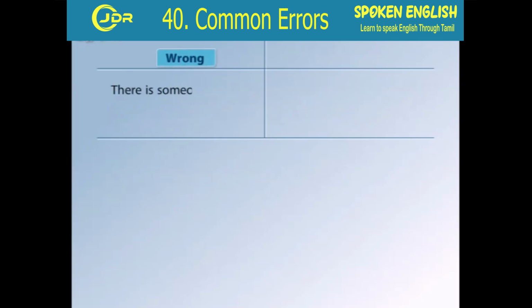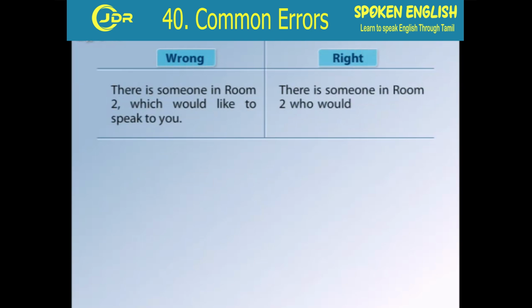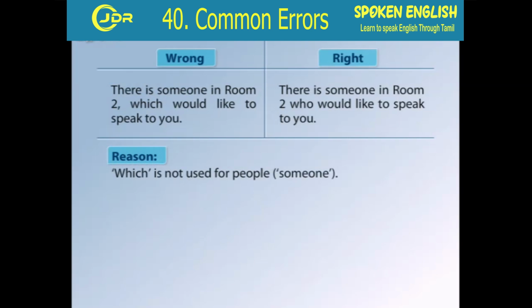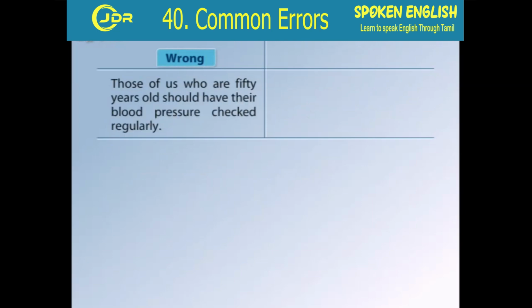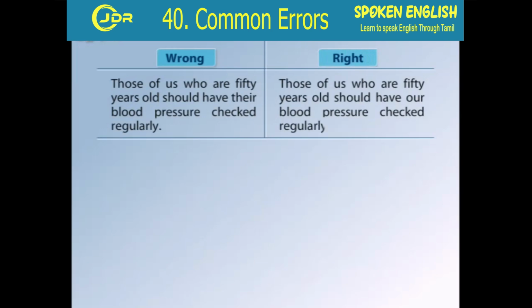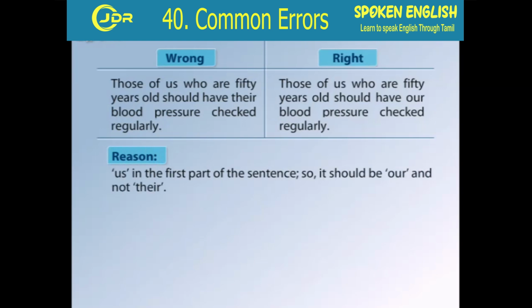Wrong: there is someone in room 2 which would like to speak to you. Right: there is someone in room 2 who would like to speak to you. Reason: which is not used for people. Wrong: those of us who are 50 years old should have their blood pressure checked regularly. Right: those of us who are 50 years old should have our blood pressure checked regularly. Reason: us is in the first part of the sentence, so it should be our and not their.